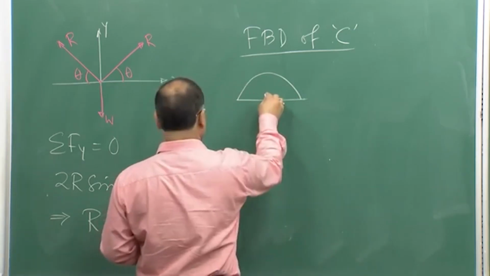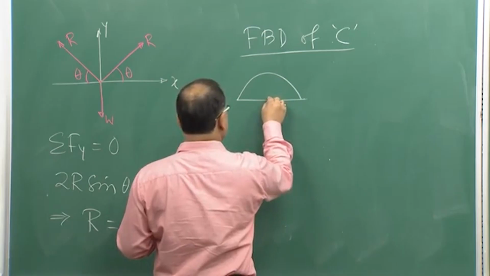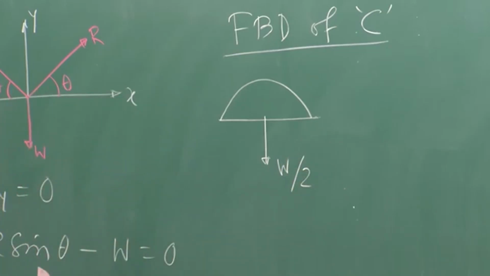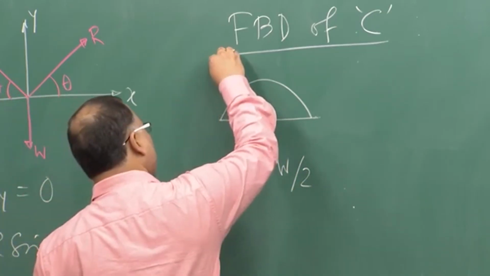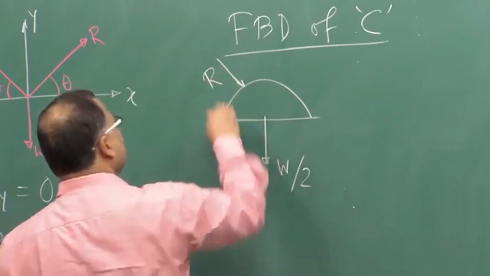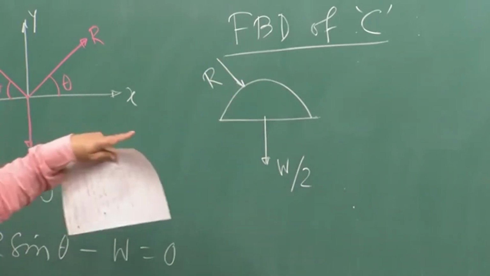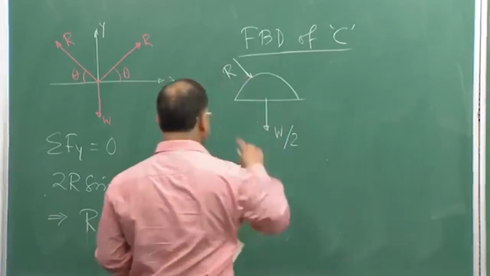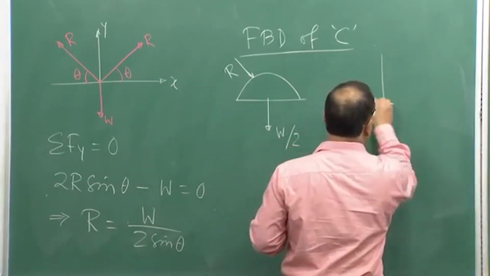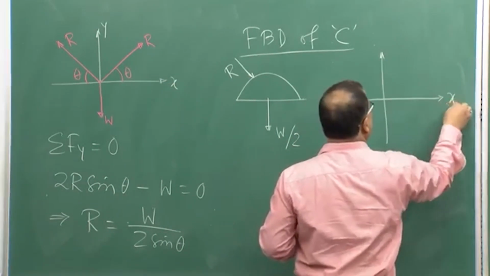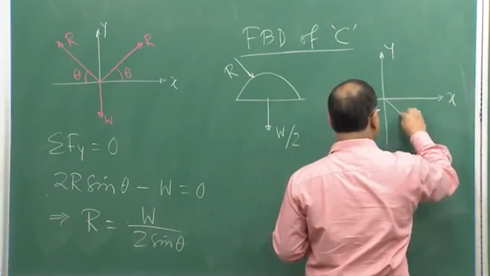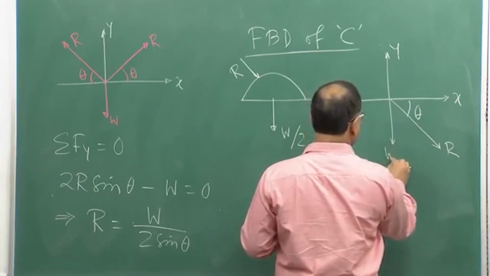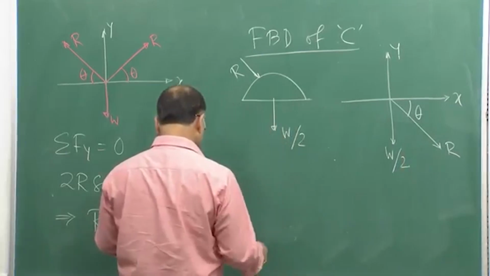Okay. Now, the weight W by 2 is acting, and you have the reaction force R. Now, the cylinder A will give the opposite reaction, that is R, that is here. So, if you transfer this to the xy frame, this is your R which is making an angle theta, and this is your W by 2.